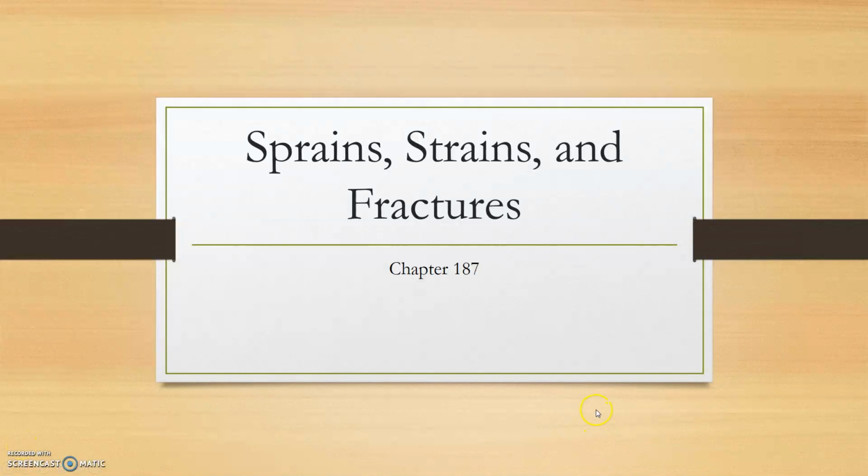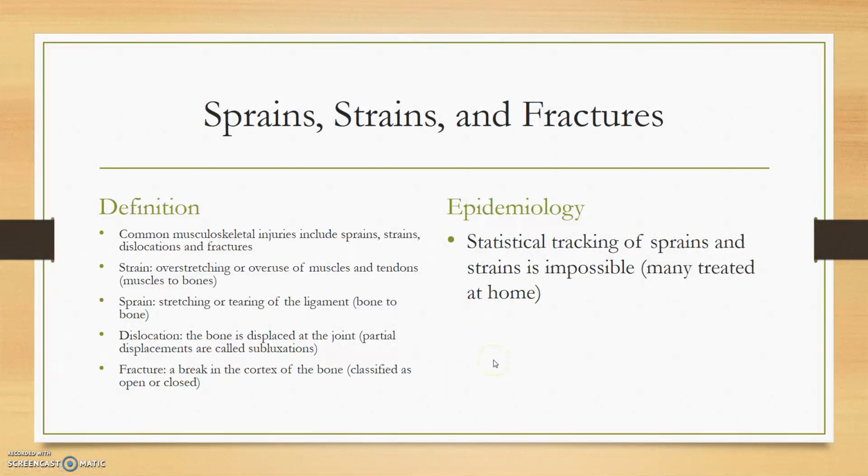Let's go ahead and look at common musculoskeletal injuries that include sprains, strains, and fractures, and we'll also discuss dislocations. A strain is an overstretching or an overuse of muscles and tendons, so muscle to bone. A sprain is a stretching or a tearing of the ligament, bone to bone. A dislocation is where the bone is displaced at the joint. There can be partial displacements or full displacements or dislocations, but the partials are called subluxation.